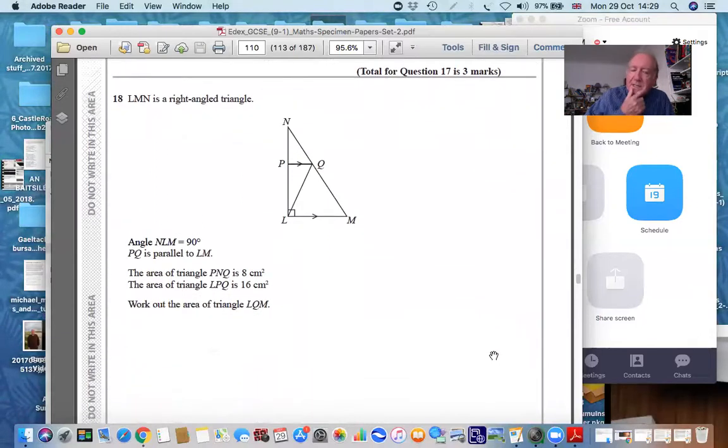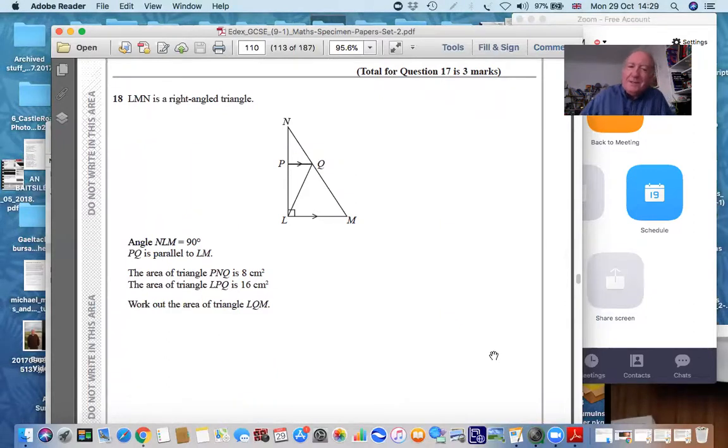So question 18 then is to do with LMN, is to do with a right angle triangle. We can see that there. And we have got some information given to us. One angle is a 90-degree angle. PQ is parallel to LM.